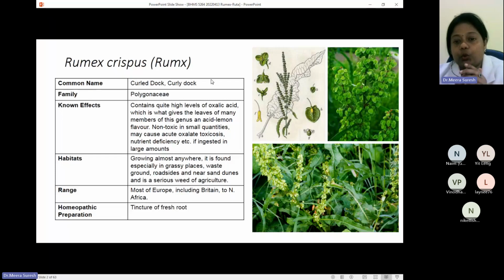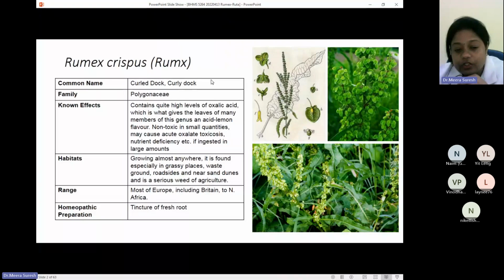The first drug is Rumex for today. So, common name is curly dock, yellow dock, curly dock. That's the name. Because the common name doesn't have any connection with its scientific name, Rumex crispus, you can actually expect that one as an MCQ. Belonging to the family Polygonaceae, the leaves contain oxalic acid, so not toxic in small quantities, but if it is taken in large quantities it can result in acute oxalate toxicosis.